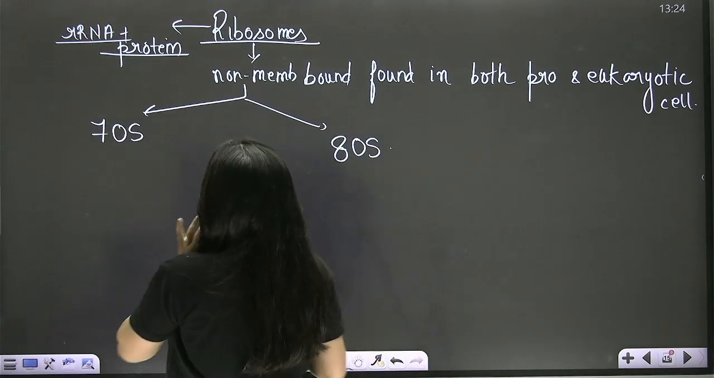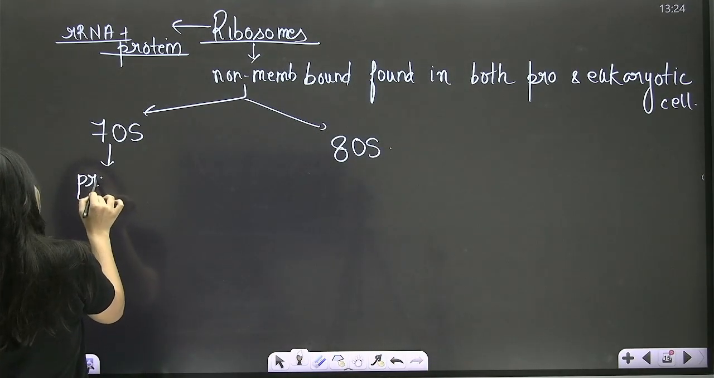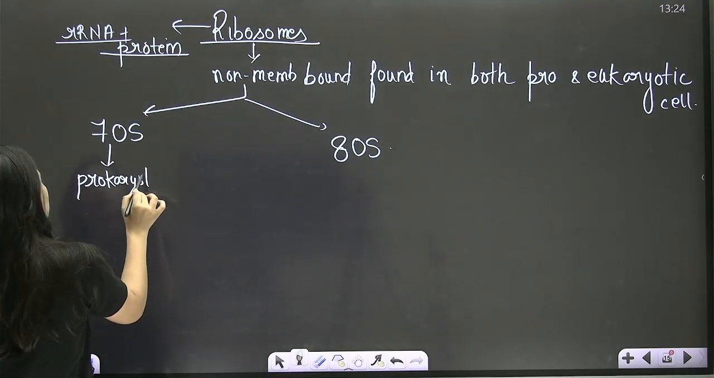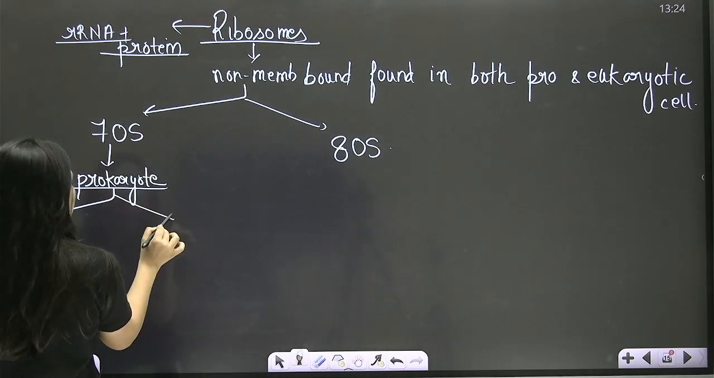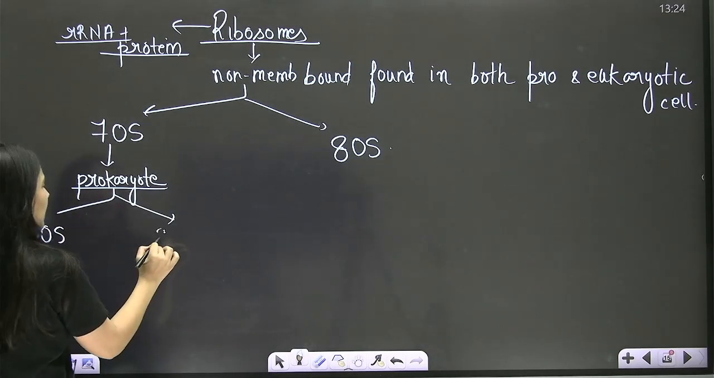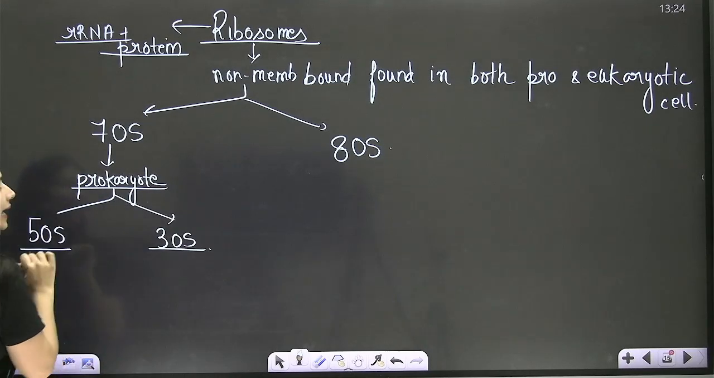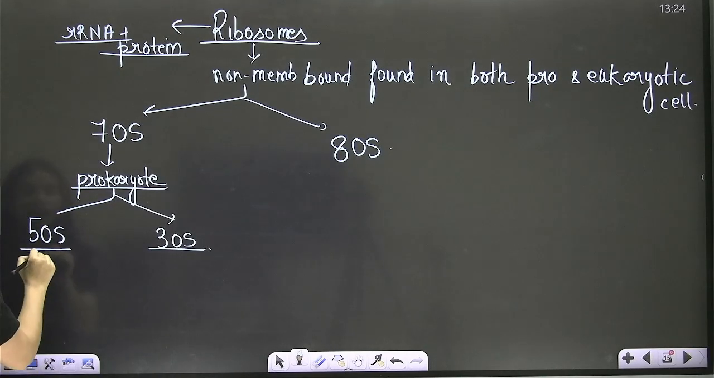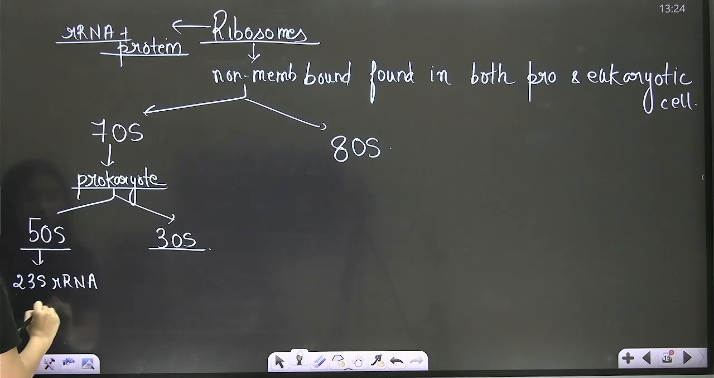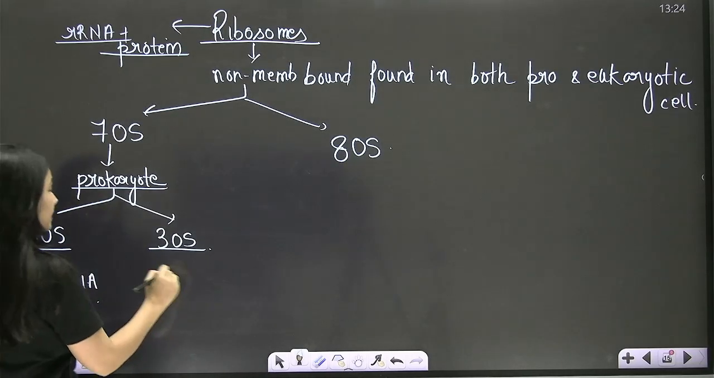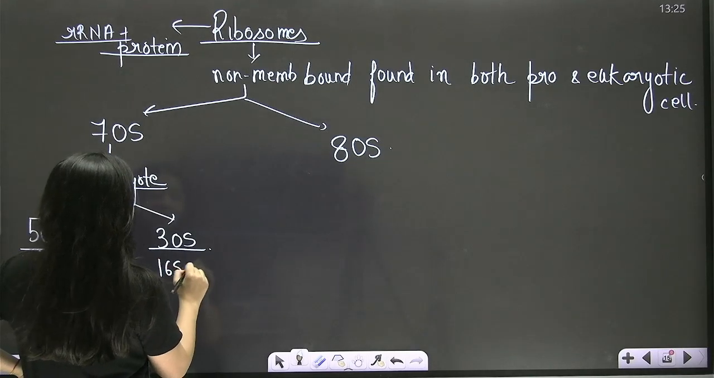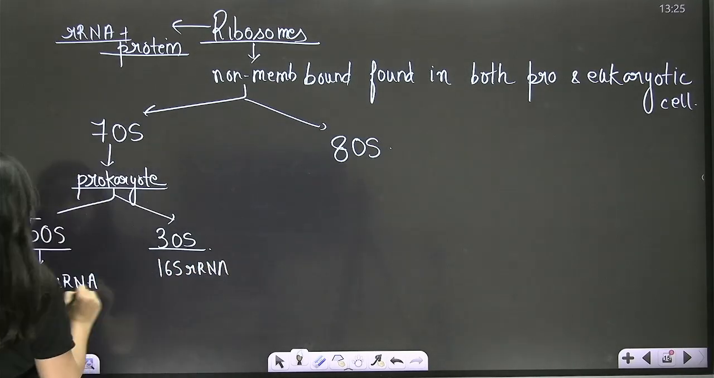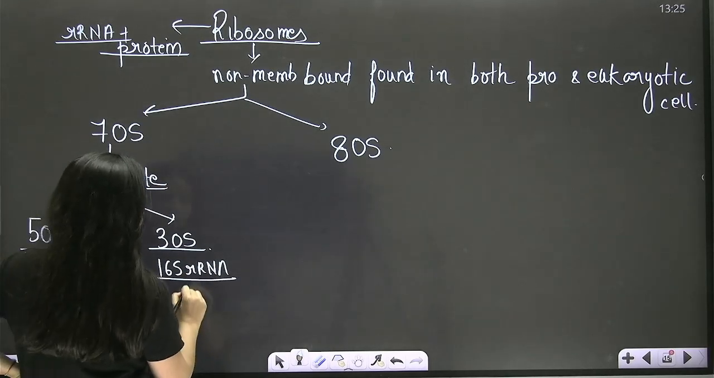They are uniquely found in prokaryote, made up of two units, larger 50S, smaller 30S, right? Now, this 50S is actually made up of a special type of rRNA, that is your 23S rRNA and proteins. 30S is made up of 16S rRNA. Along with 23S, it also has 5S rRNA plus protein.